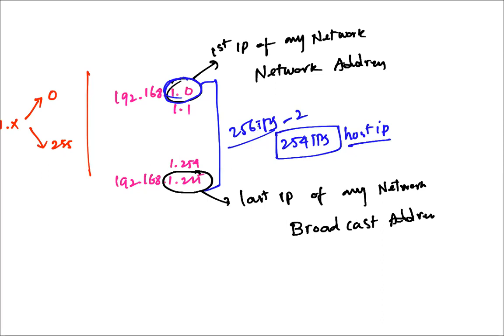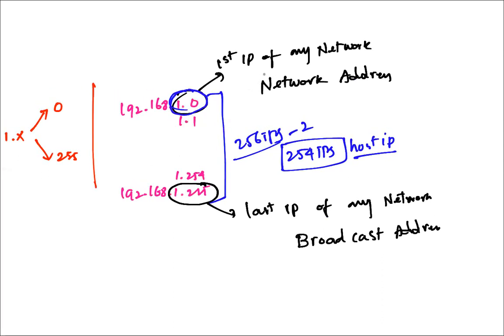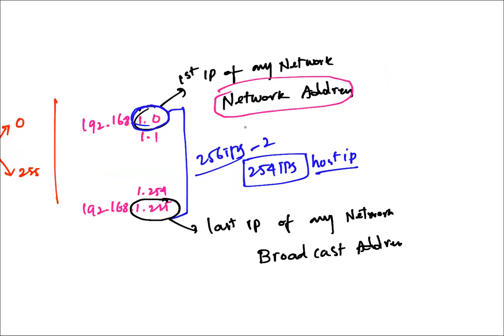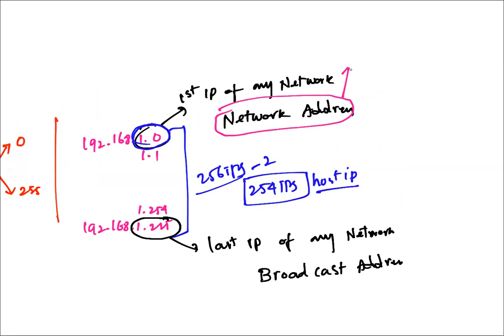Now coming to the next question: why have they been reserved? If someone reserves something, there should be some reason for it, right? No one will reserve without a reason. The same way in networking, if the first IP address is reserved, there should be some reason for it. I'll tell you the purpose of the network address. Network address is basically a representation address.